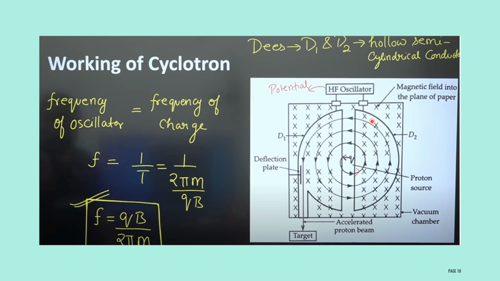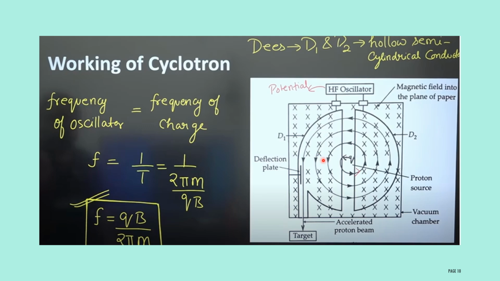Then this cross mark will indicate the magnetic field into the plane of the paper. Then this one is the HF oscillator. HF oscillator is nothing but high frequency oscillator. This oscillator will help to change the direction of the electric field.